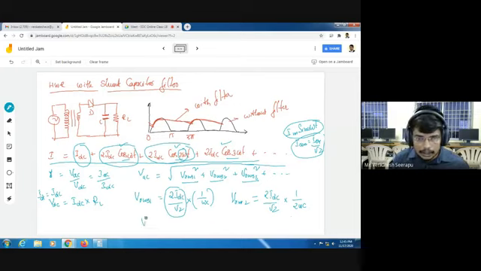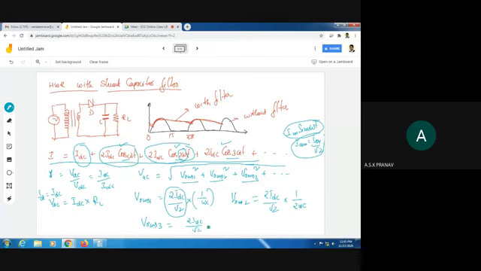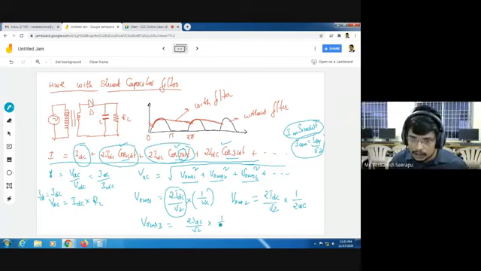Similarly, what is the VRMS3 value? Since this is simple, we considered 3 RMS components. Even if you consider only 2 and calculate, it is fine. So what is the VRMS3 value? 2 IDC by root 2 into 1 by 3 omega C. Yes, exactly. So it is VRMS1, VRMS2, and VRMS3.